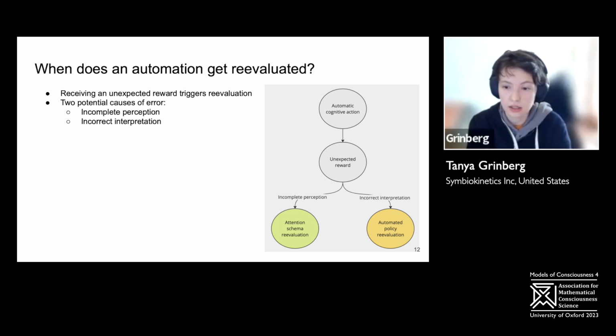Receiving an unexpected reward can trigger reevaluation, either when an action that was expected to trigger a negative outcome, but was nonetheless chosen because it was the best of the available options, unexpectedly triggers a very positive outcome, or when an action that was meant to trigger a neutral or positive outcome triggers a very negative one. The agent must reevaluate the model of the policy and come up with a better plan. The two potential causes of error here are either incomplete perception, so the agent didn't pay attention to the right thing but the policy by itself was perfectly fine, or incorrect interpretation, where the policy was an incorrect function on the perceptual content. In that case, the policy function itself has to be reevaluated.